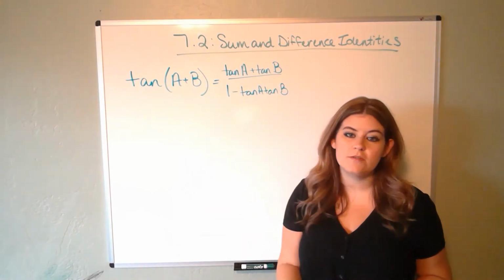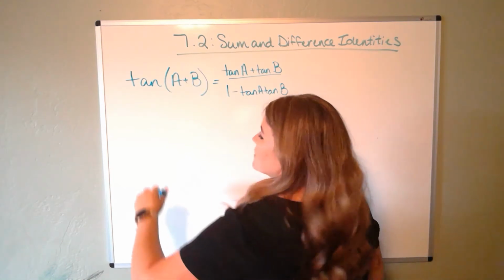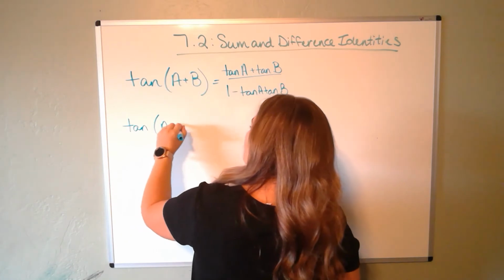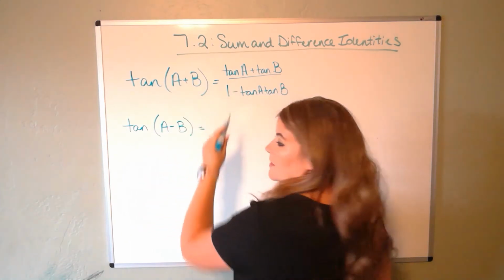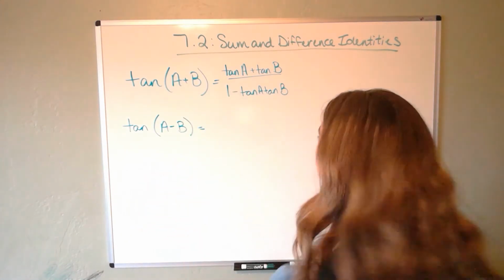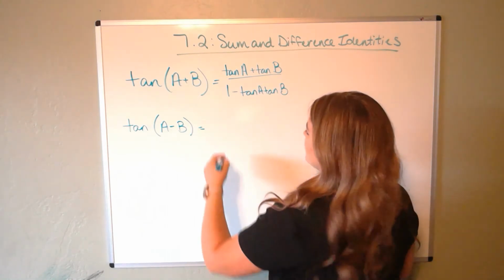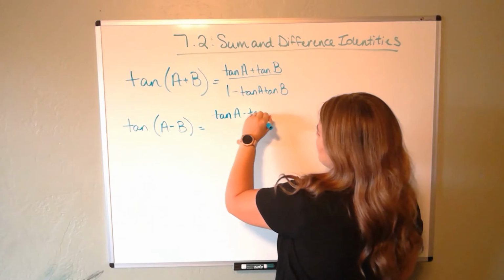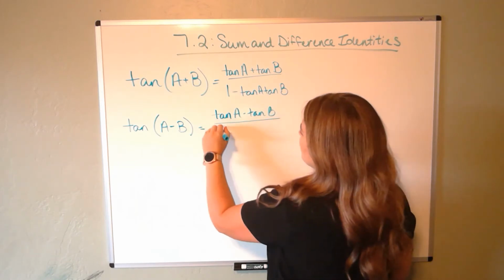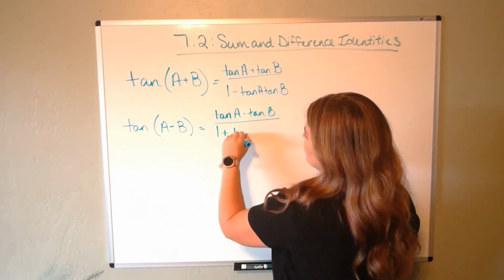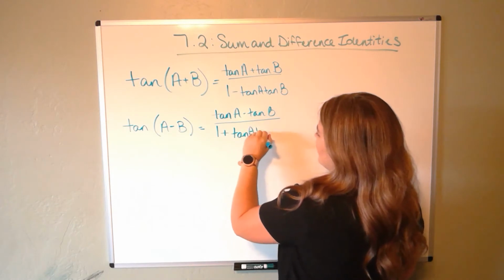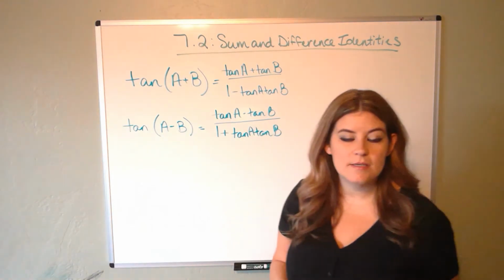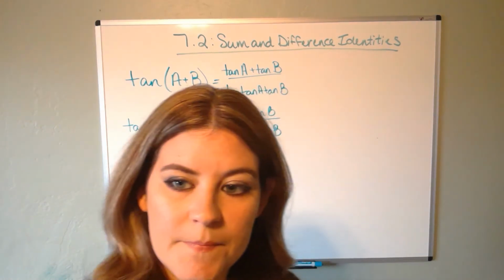All you have to do is plug in values. Tangent A minus B, just like the sine and cosines work, it's going to look just like this one with some sign changes. So you guys, if I want to find the tangent of A minus B, I do tangent A minus tangent B over 1 plus tan A tan B. So we're going to do an example of a tangent next.